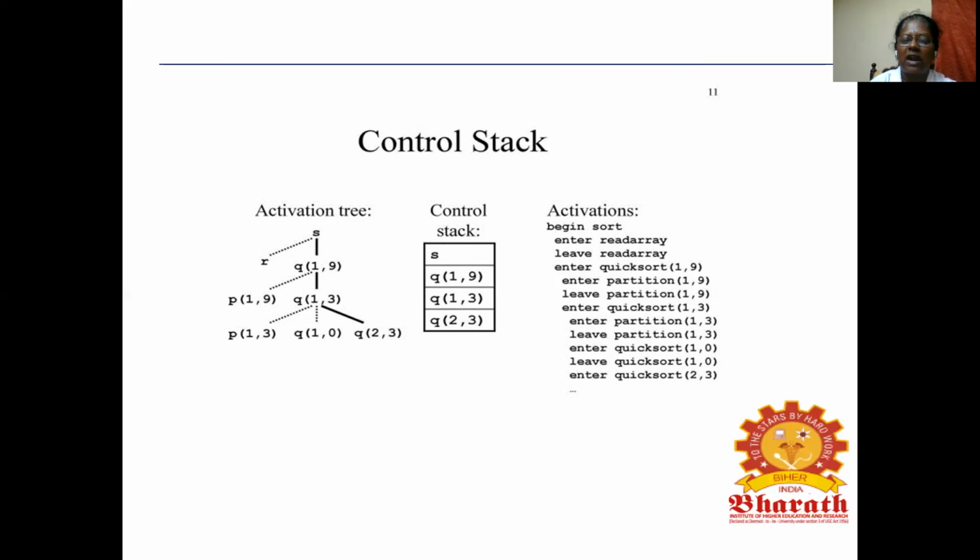Okay, so first it will start from begin. First, begin starts. Begin is the statement, and it will enter into read array. Entering read array means it will read the values we are entering. After reading the values, the reading function is closed. Okay, leave the function, leave read array. Enter quicksort. Okay, so we are entering into quicksort. Here it is 1, 9. Up to 1, 9 we are entering the values, and then enter partition.